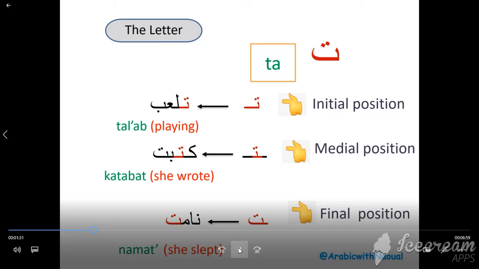The letter Ta is like the letter Ba. In the initial position, it is written like in the word تلعب, in the medial position like in the word كتبت, in the final position like in the word نامت.